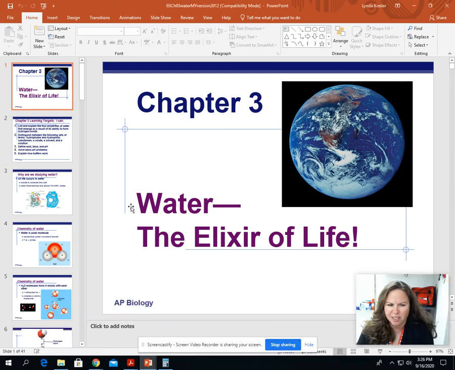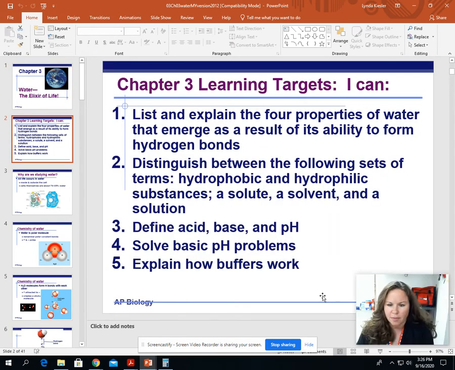Water, the elixir of life. Water is an interesting molecule. It's not quite like the methane CH4 that we talked about in class. It has some different properties.